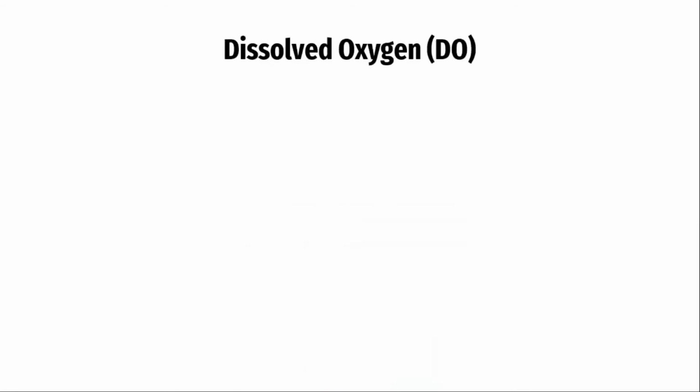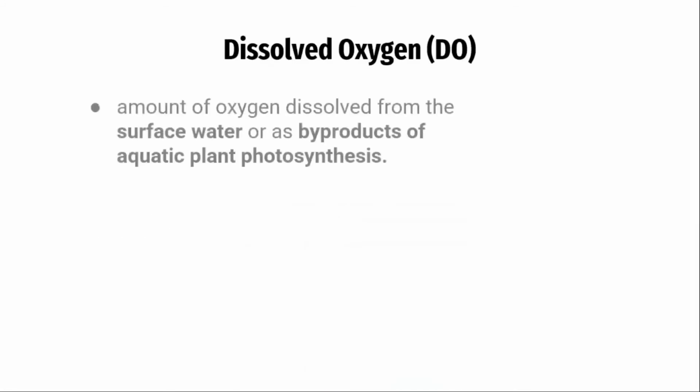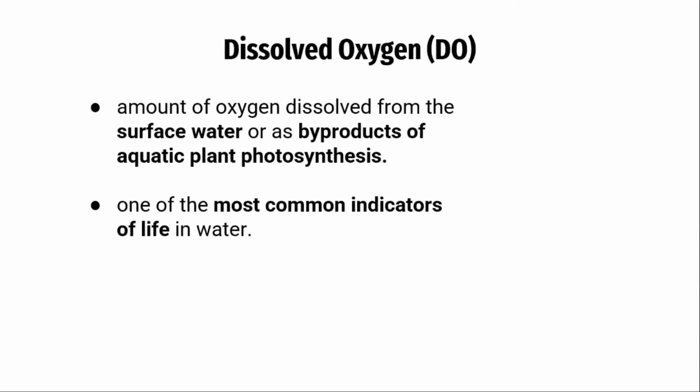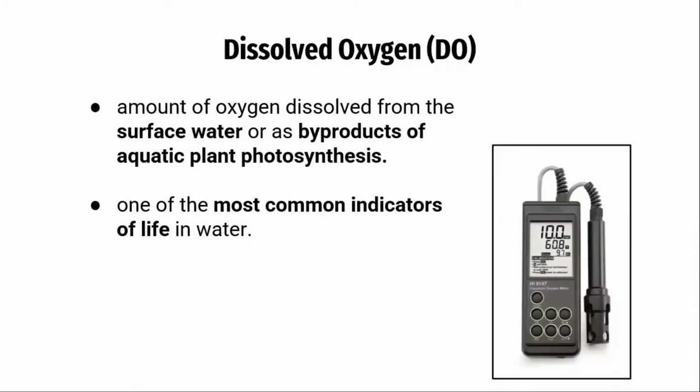Lastly, dissolved oxygen is necessary for the survival of aquatic organisms. It is the amount of oxygen dissolved from the surface water or as a byproduct of aquatic plant photosynthesis. It is one of the most common indicators of life in water, meaning if it is too high or too low compared to the normal, aquatic life may cease to exist. DO is measured through the use of a DO probe and is usually also interpreted as milligrams per liter. There are several probes and equipment that can already be used for measuring multiple parameters at the same time.